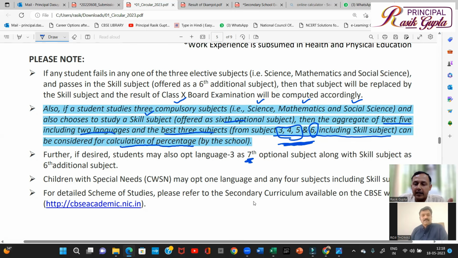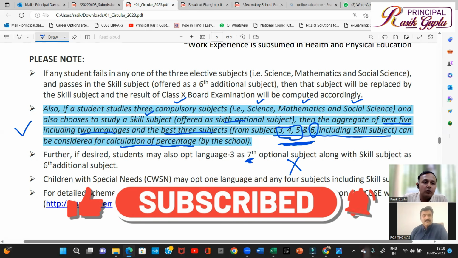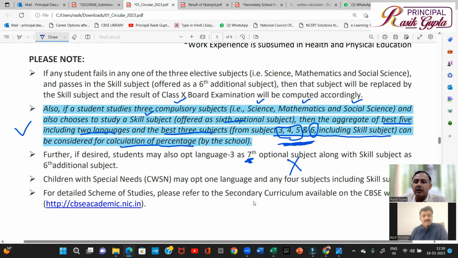Suppose, like the example of that YouTuber who said that if a student has scored less marks in science and more marks in Sanskrit, which is the 7th language, then Sanskrit will replace science for calculation of percentage. That is wrong. Sanskrit cannot replace a compulsory subject for calculation of percentage, because it is not as per this circular. This circular does not talk about a language being considered for calculation of percentage if the student passes in the first 5 subjects.